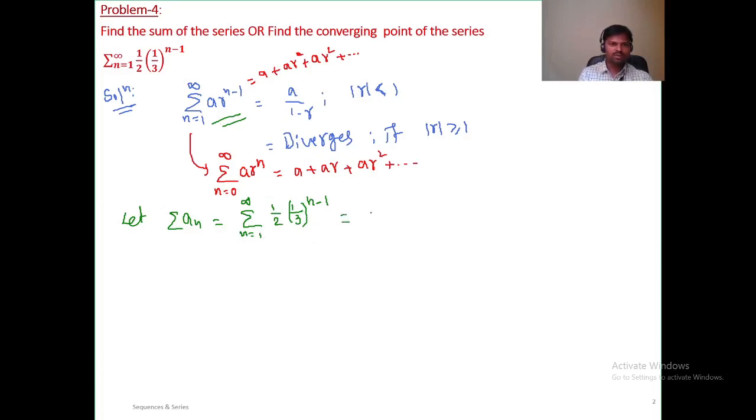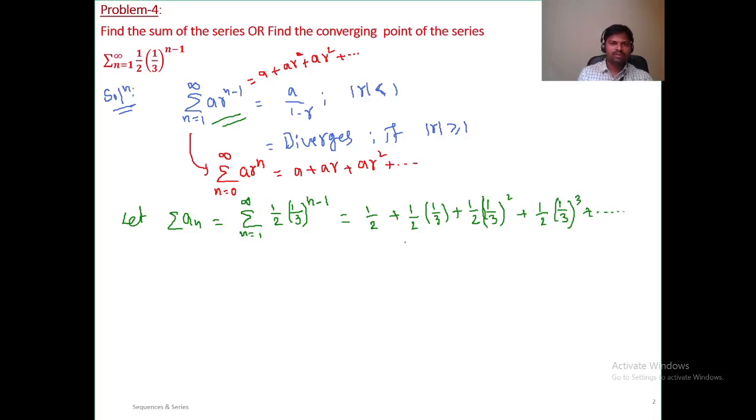If you are confused, just write the terms. Substitute n is 1. What will you get? 1 by 2. Next, n equal to 2: 1 by 2 into 1 third. Next, n equal to 3: 1 by 2 into 1 third power 2, plus 1 by 2 into 1 third power 3, plus and so on. So these are the terms of the series.